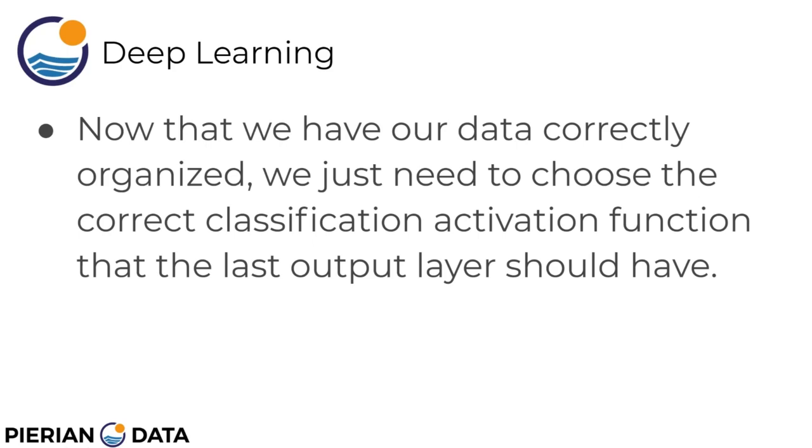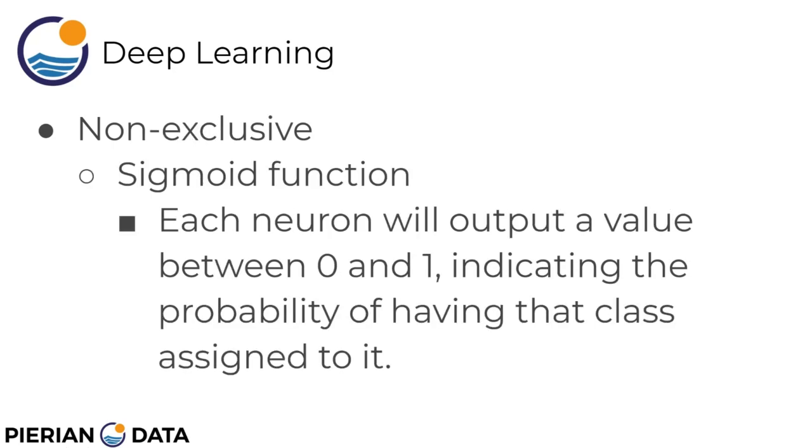Now that we have data correctly organized, and we'll be organizing and one-hot encoding our data later when we're actually coding, all we need to do is choose the correct classification activation function that the last output layer should have.